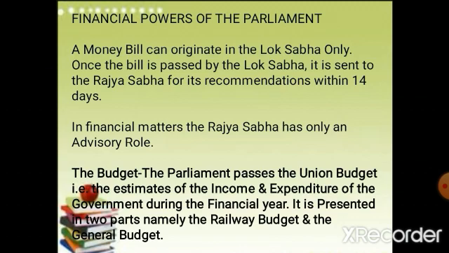The budget. The parliament passes the union budget, that is the estimates of the income and expenditure of the government during the financial year. It is presented in two parts, namely the railway budget and general budget. Okay, so this is how the financial bill will be introduced in the house. And who will be introducing the financial bill? It is the finance minister.